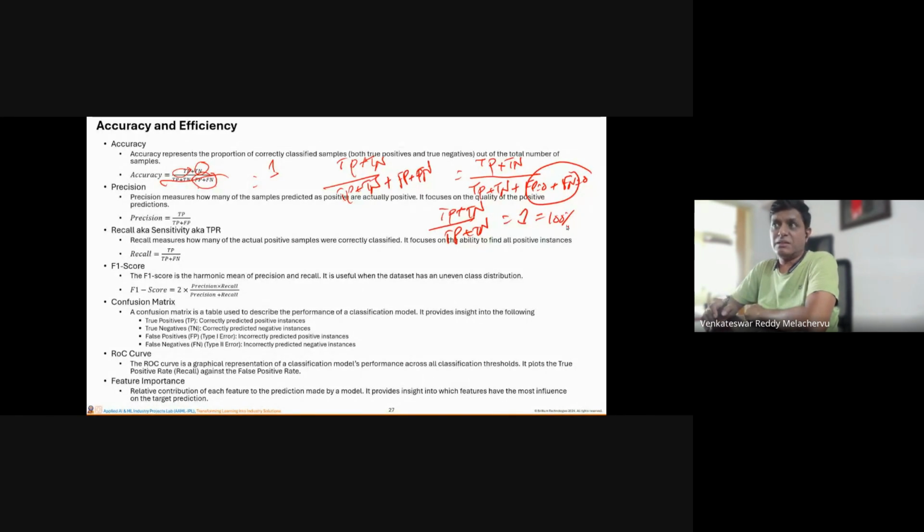The precision. What is precision? The samples predicted as positive that are actually positive. So how many true positives divided by true positives and also whatever we have predicted as positive but may not necessarily be positive, which are false positives. So this precision will be 0 when our false positive prediction is 0.